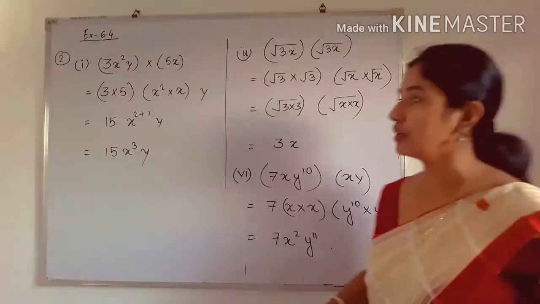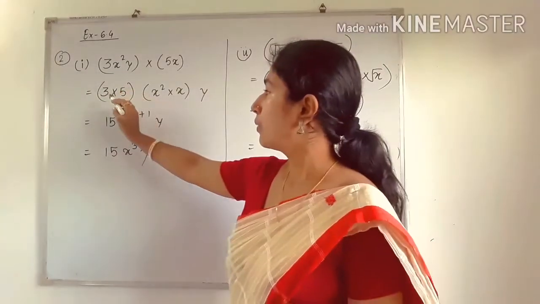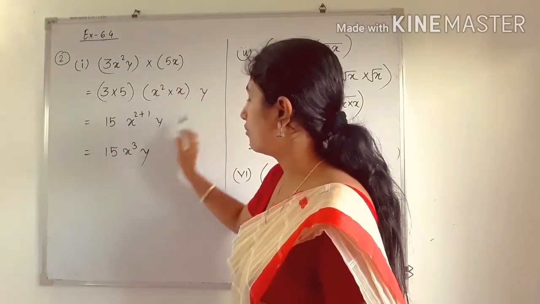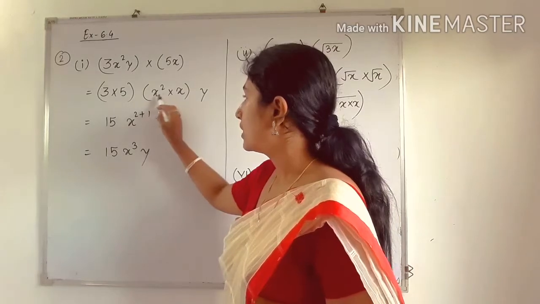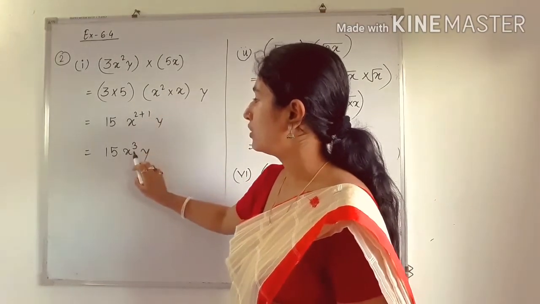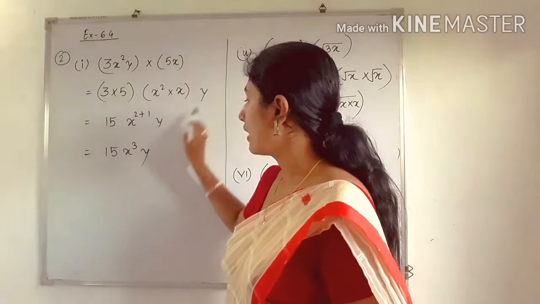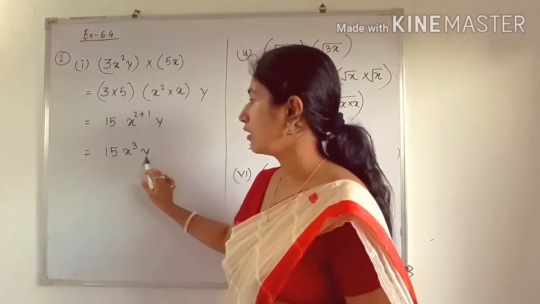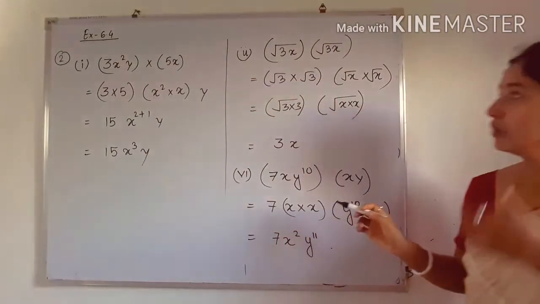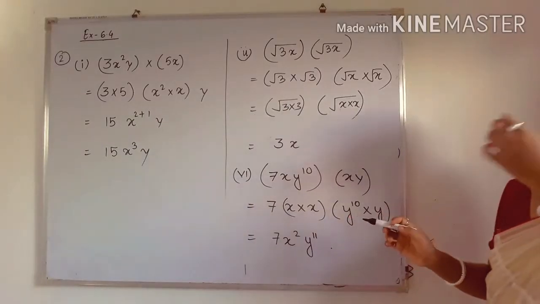So constant is 3 and 5. So here we will multiply 3 with 5, then x square into x, okay, then y. So base is same, you have to add the power, that means 2 plus 1. So 2 plus 1 will be 3. So only y is there, so we can directly write y. So 15x cube y. Next is number 2, root 3x into root 3x.